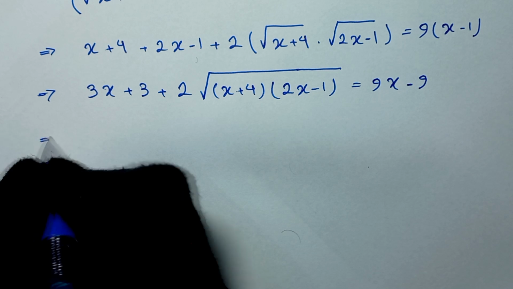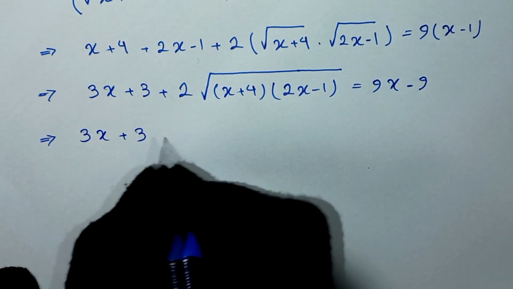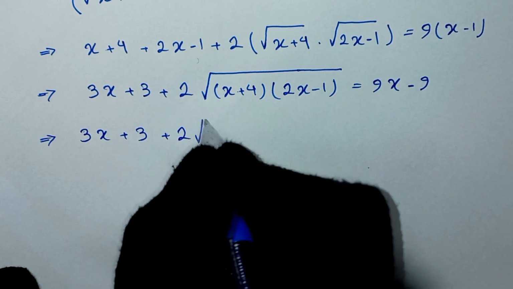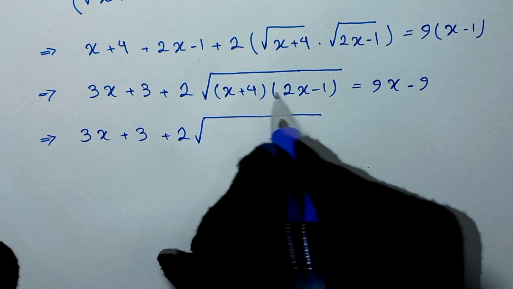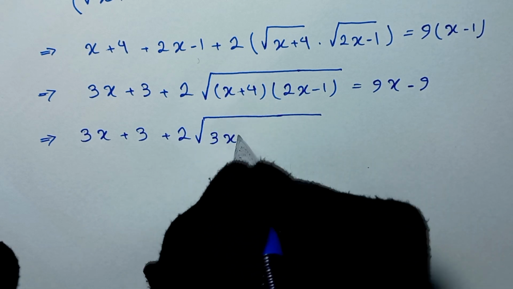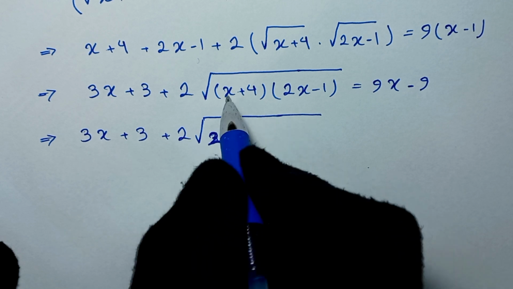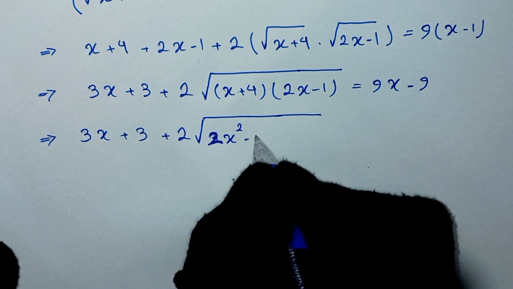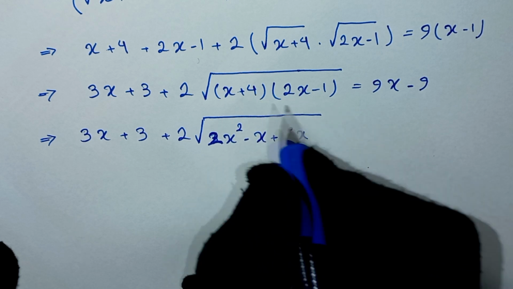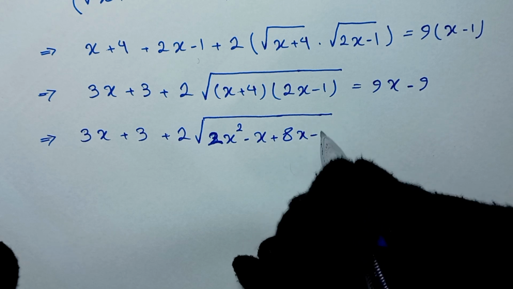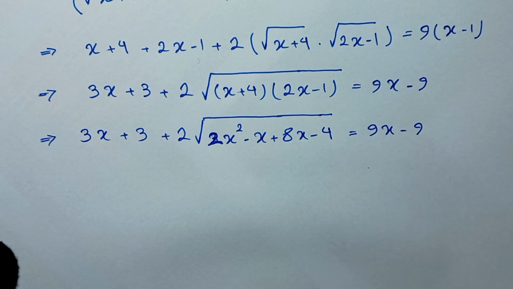And in here we have 3x plus 3 plus 2 times the square root of, in here x times 2x, it will be 2x squared, and x times negative 1, it will be negative x, 4 times 2x, it will be 8x, and 4 times negative 1, it will be negative 4, is equal to 9x minus 9.